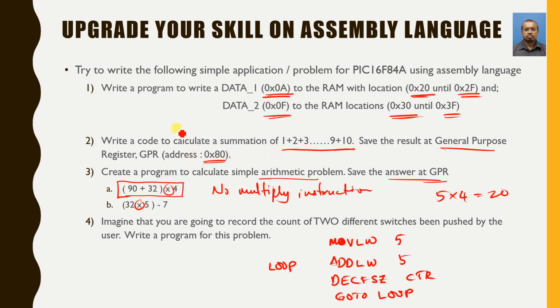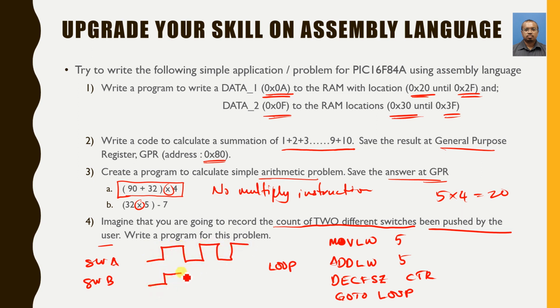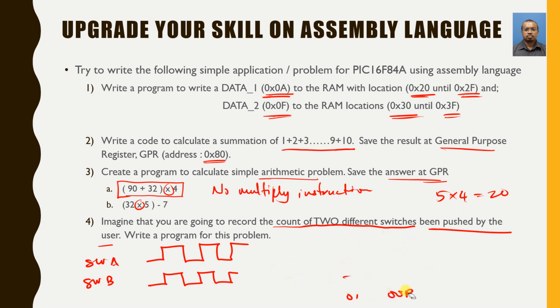And then finally, the last exercise, imagine that you're going to record the count of 2 different switches being pushed by a user. So you have switch A and switch B, and then you have to count how many times the switch is being pressed. Okay, so you have to have the counter. So it has to be updated. Counter 2 equals to what?